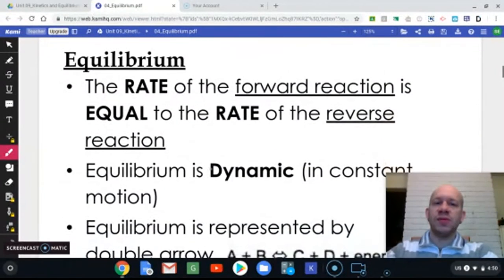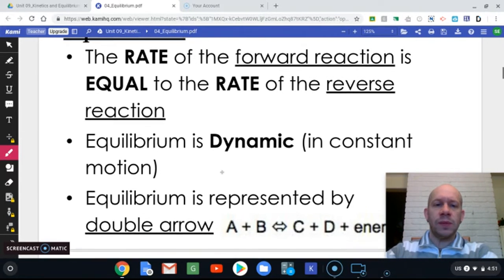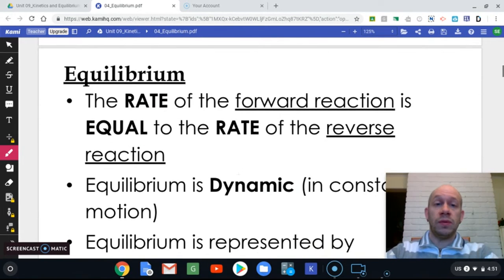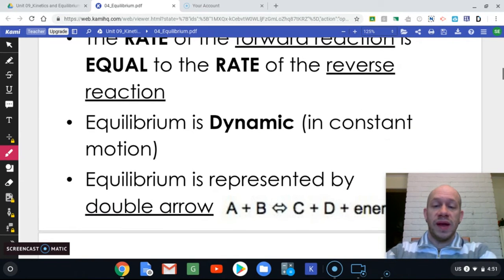Equilibrium is defined as when the rate of the forward reaction is equal to the rate of the reverse reaction. Equilibrium is dynamic, which means it's in constant motion. We've heard that phrase before from living environment. Equilibrium is represented by a double-headed arrow. This double-headed arrow shows that this reaction is in equilibrium. So we basically have an equal rate: the rate of the forward reaction is equal to the rate of the reverse reaction.